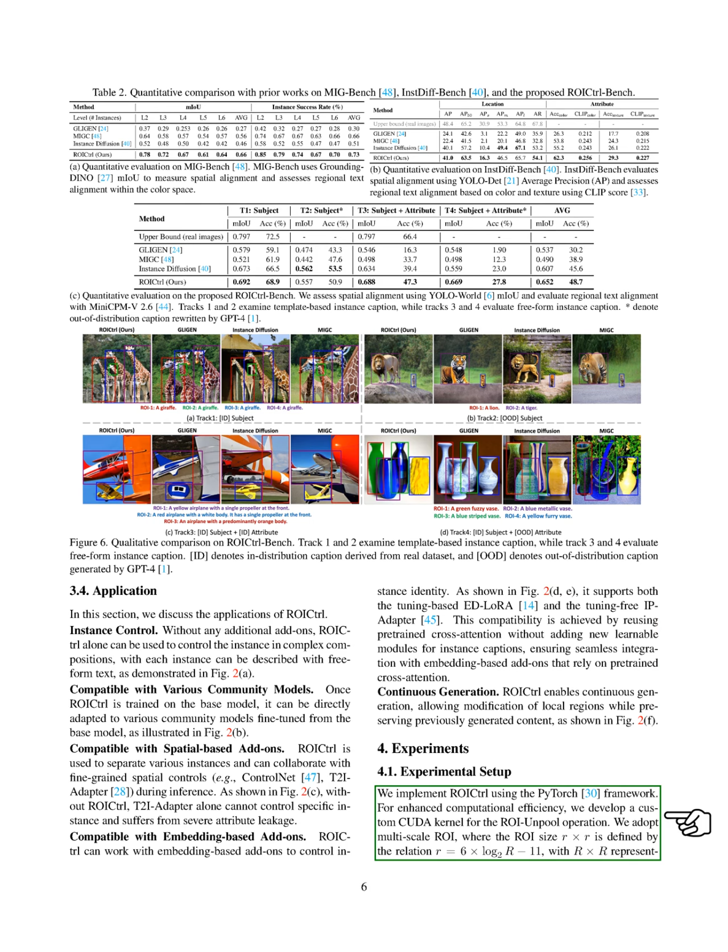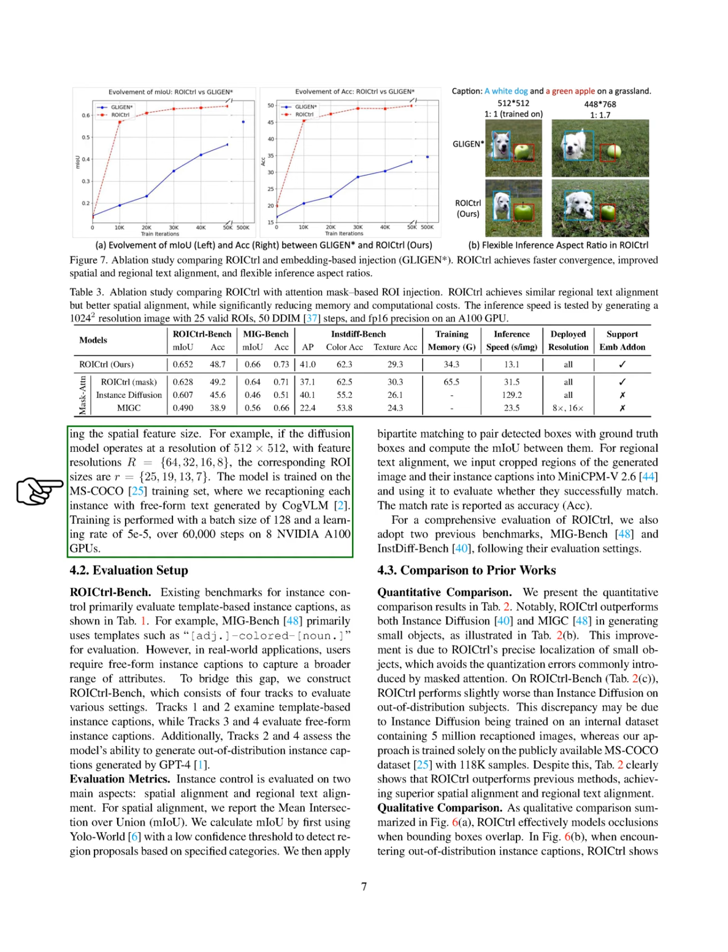For our experimental setup, we implement ROICtrl using the PyTorch framework and create a custom CUDA kernel for the ROI unpool operation to improve efficiency. We define the size of the region of interest, ROI, based on a specific formula related to the spatial feature size. For instance, if our diffusion model works at a resolution of 512 by 512, we calculate the corresponding ROI sizes based on the feature resolutions.